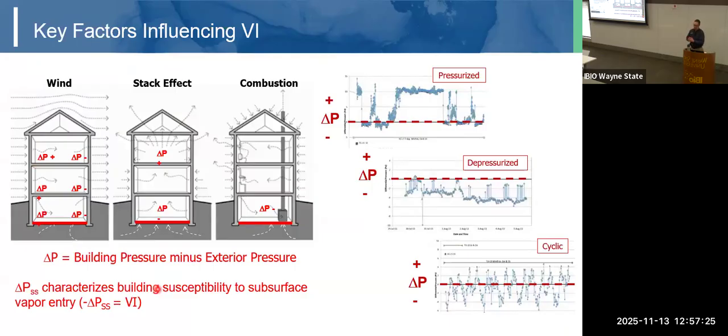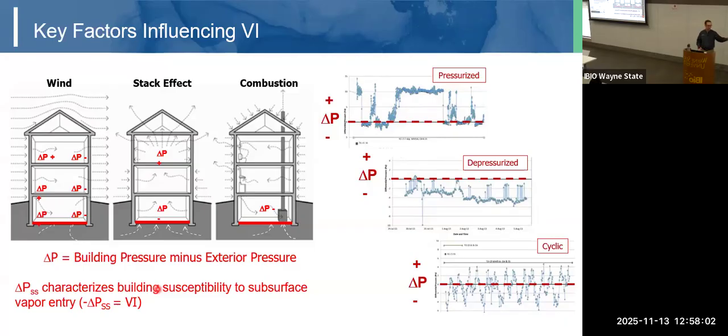All right, so one of the key factors influencing vapor intrusion is the differential pressure between the building and the gas beneath the floor of the building. If that building is depressurized relative to the subslab, that's going to draw vapors in from underneath the building. If you turn it around, if the building is pressurized, that's going to prevent vapors from coming in. There's a few things that can affect that. One is just wind. You can create positive pressure on the windward side of the building and negative pressure on the leeward side.